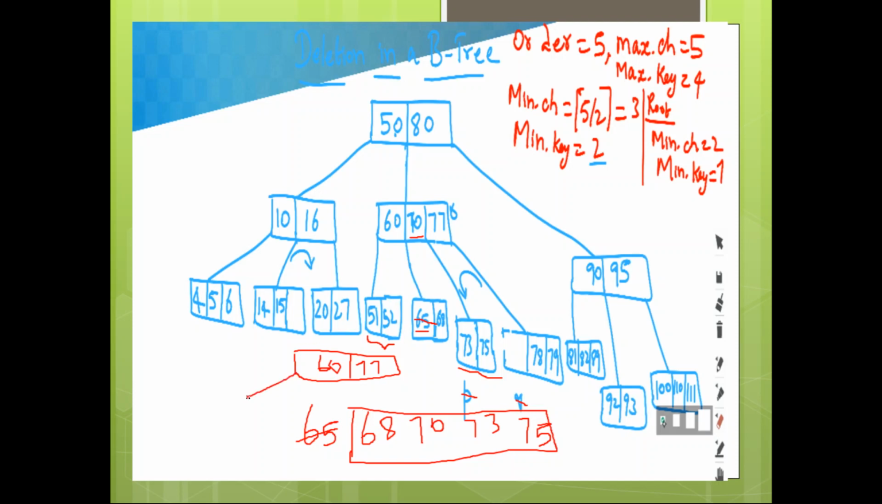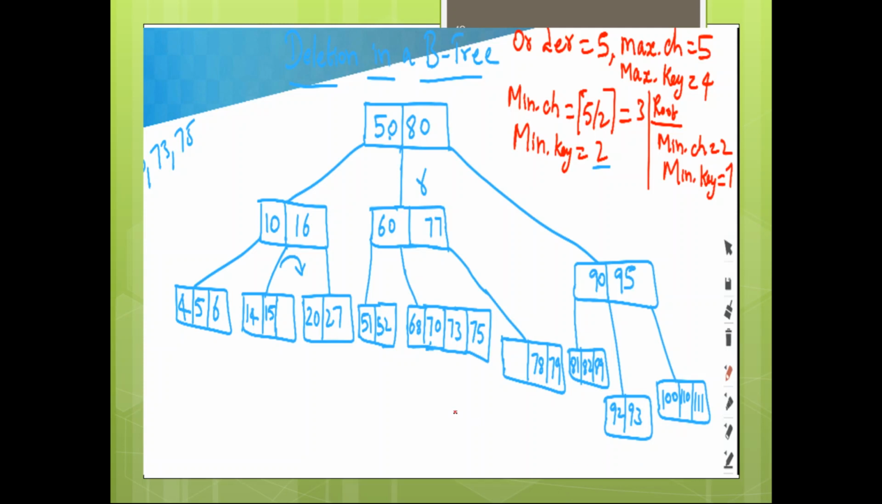Now 60's left pointer will point as usual to 51 and 52, and 60's right pointer will point to this new node which is created, 68, 70, 73 and 75. You can see this new node has only the max keys, it cannot have more than max keys. Then 77's right pointer will, as usual, point to 78 and 79. So this is the update that will happen after deleting 65. This is the updated tree.